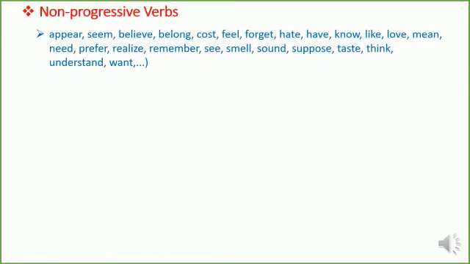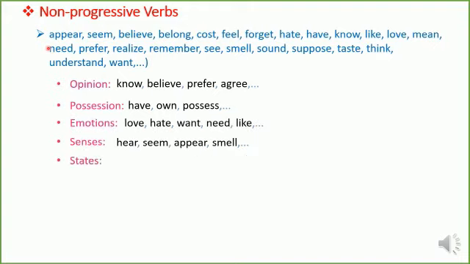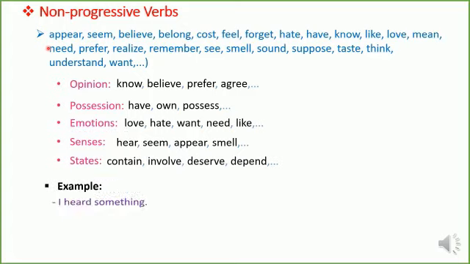Non-progressive verbs. These verbs show a state more than an action, so we use them in the simple past and not in the past progressive tense. Some of these verbs show opinion, others show position, emotions, senses, states, etc. For example, I heard something, I understood the lesson. Here I can't say I was understanding the lesson, so I understood. This verb is non-progressive, so we use it in the simple past tense.